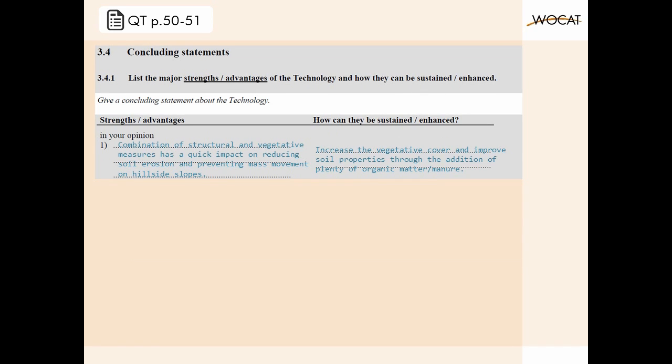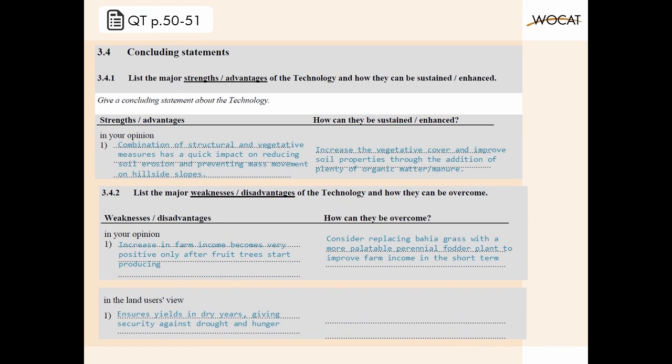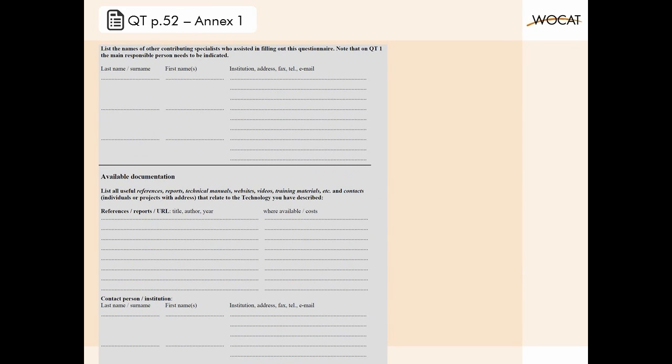In section 3.4, concluding statements are provided by the SLM expert documenting the technology. They comprise the strengths of the technology and how they can be sustained or enhanced, and the weaknesses and how they can be overcome. Strengths and weaknesses can be named separately by land users. Often specialists and land users perceive advantages and disadvantages differently, or they give emphasis to different priorities. Last but not least, in the annex, more space is given to indicate further contributors and contact persons of the documented technology and allows to list useful references that were used to fill the questionnaire or offer supporting information.